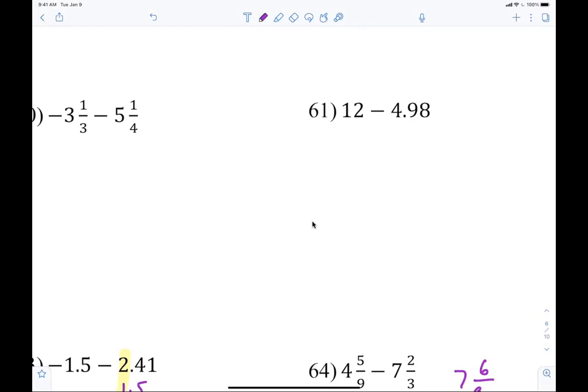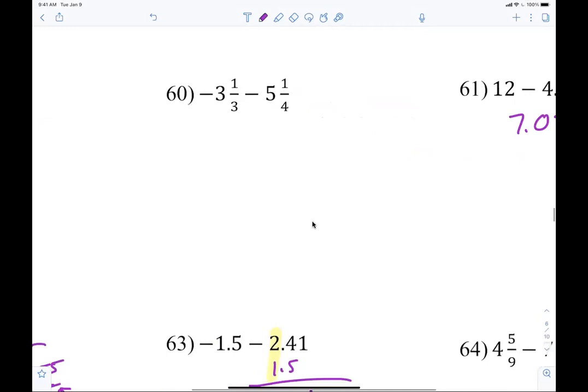8 minus 98 cents is $7.02. That's how you can do the mental math on that. Yes, I know you can put 12.00 and 4.98, but that is boring. I want you to do the mental math. Everybody should be able to tell me 12 minus 4.98 is just 7.02.